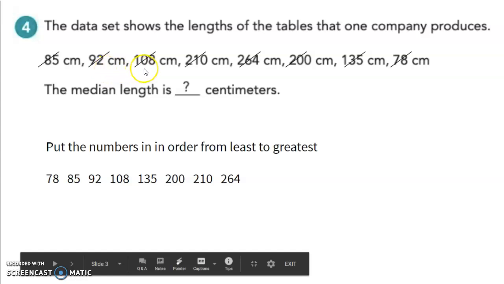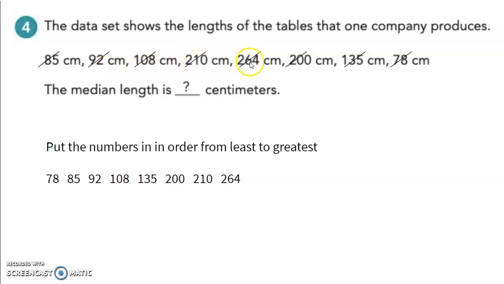1, 2, 3, 4, 5, 6, 7, 8. There were 8 in the original list. I've got 8 in my list, so I'm good. Now it's not as easy where the middle is in this list, so let's start crossing them out. Cross out one in the front, one in the back.